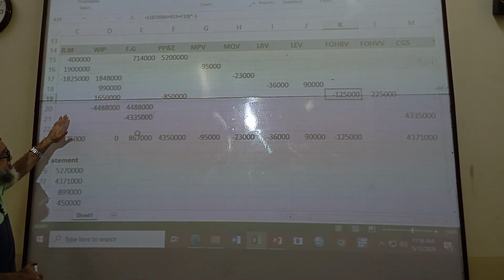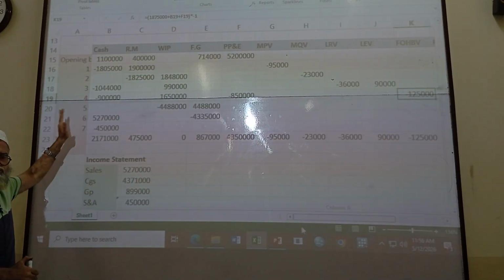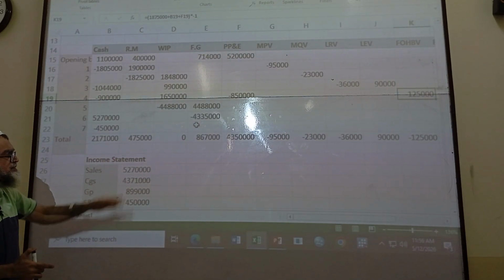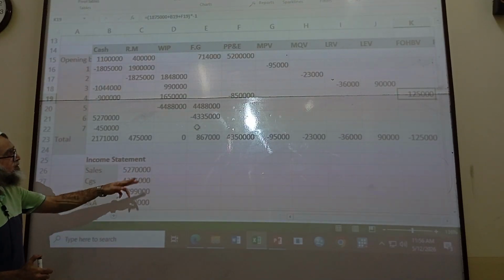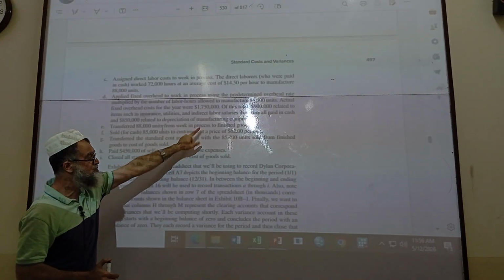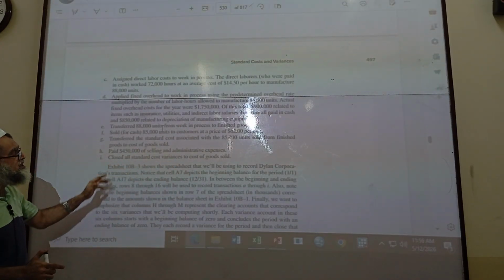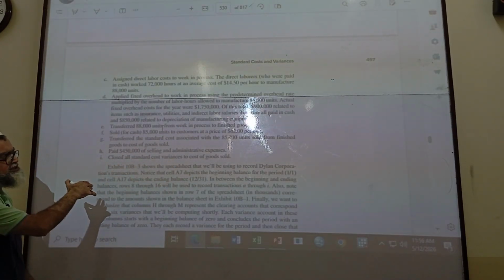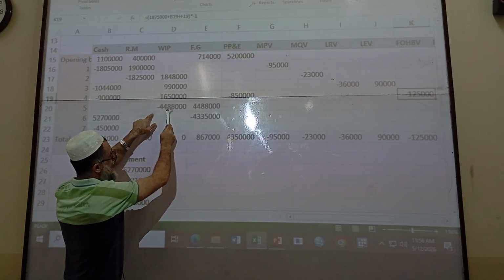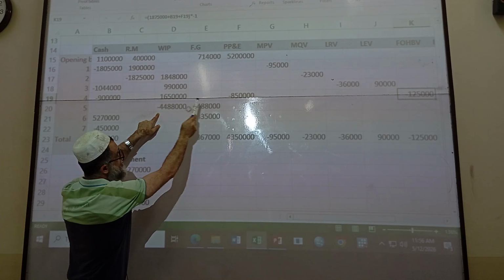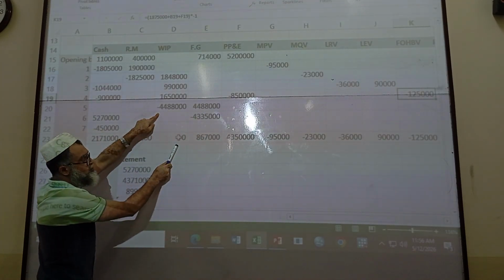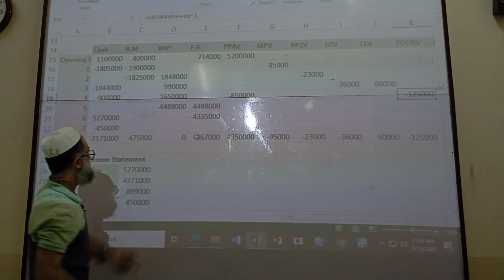Now the next part is the sales and the shifting of goods from work in process to cost of goods sold. Now in the question it says that transfer 88,000 units from work in process to finished good. So all you need to do is transfer the amount of work in process to finished good. So all of the work in process added together should be added to finished good and subtracted from here so that the closing is 0. Okay, so this part is done.